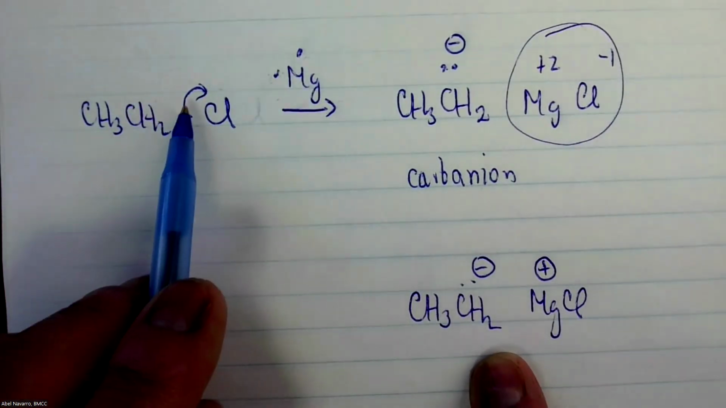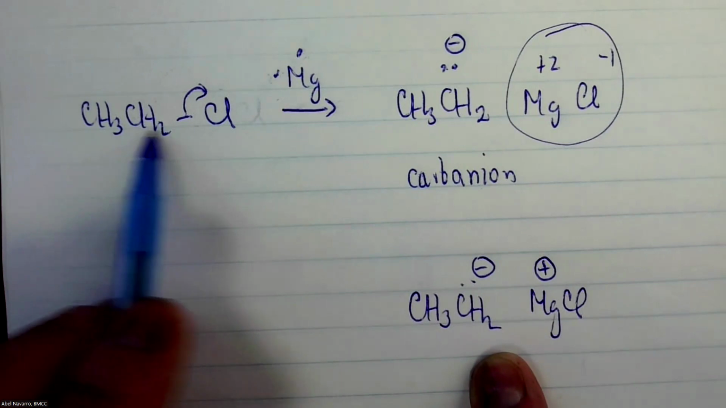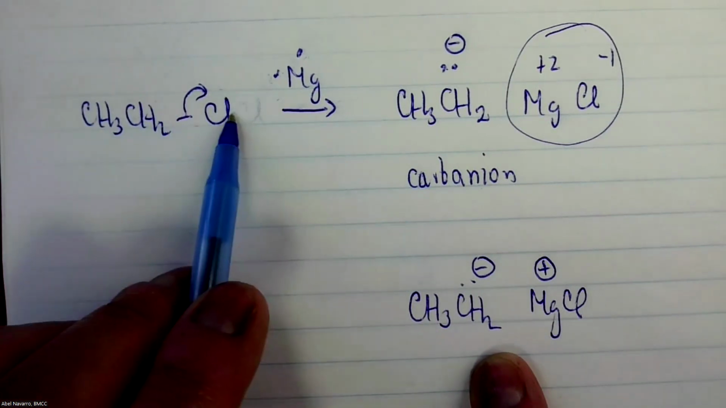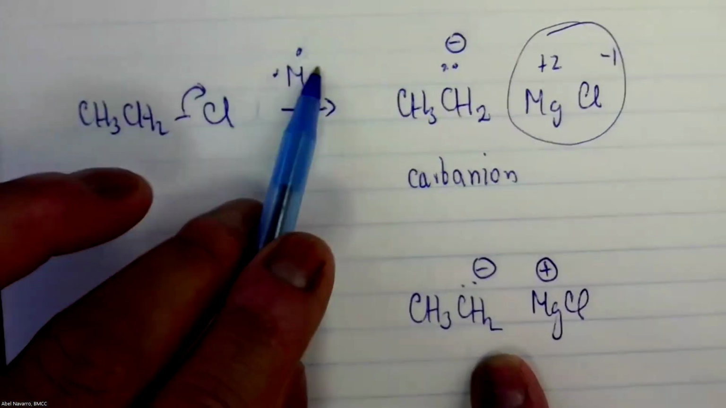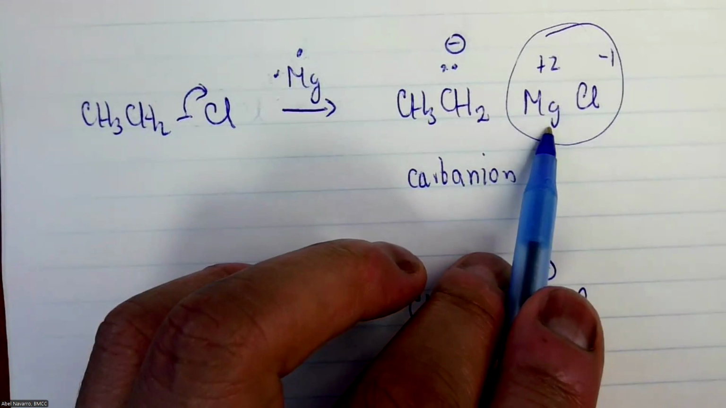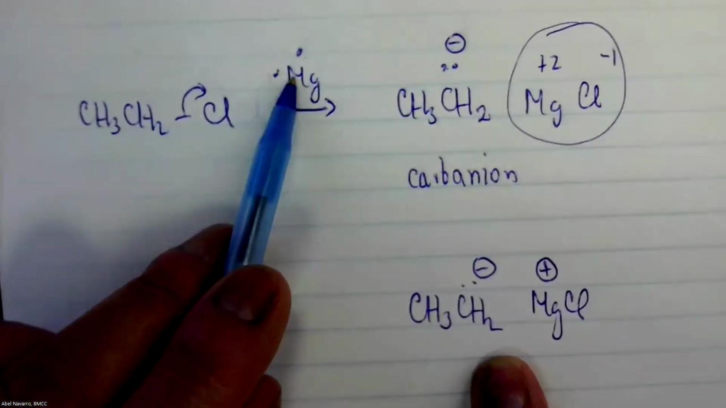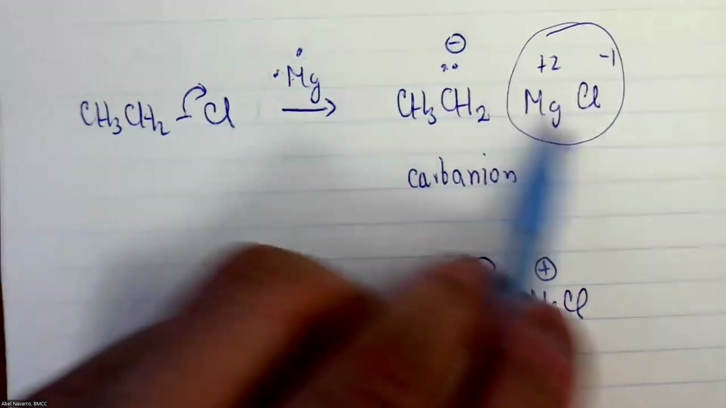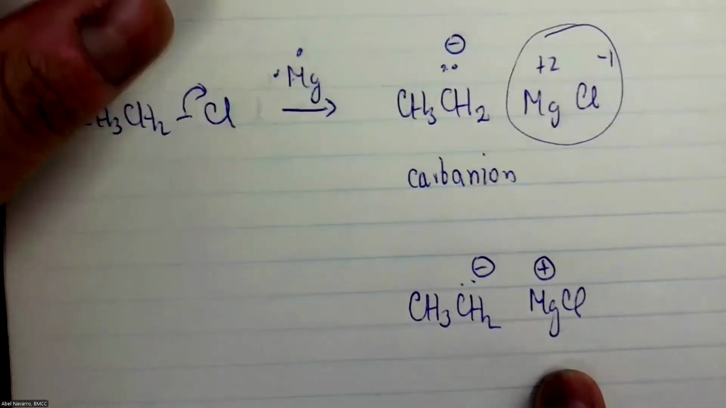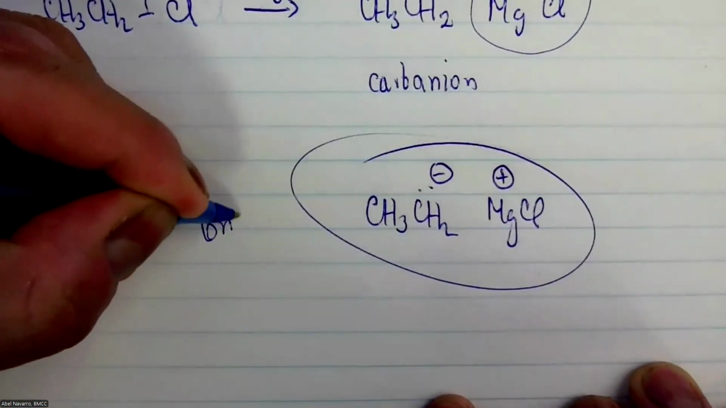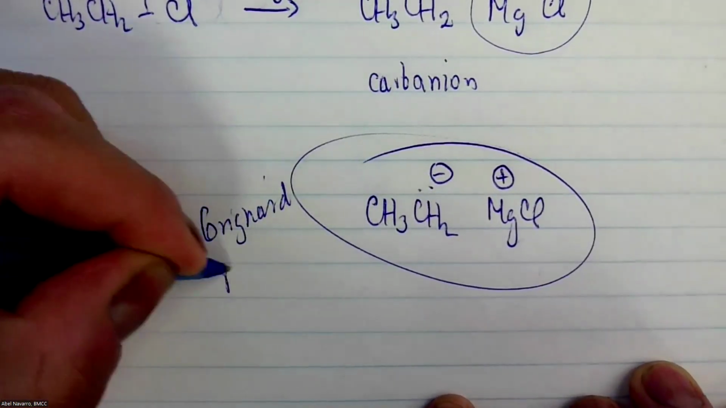Why? Because this carbon is already positive because of the departure of the chlorine. So the magnesium will donate electrons. When magnesium donates electrons, it becomes Mg plus 2. The Mg plus 2 will bind to the chloride, making MgCl. So you have this particular reagent, which is what we call the Grignard reagent.